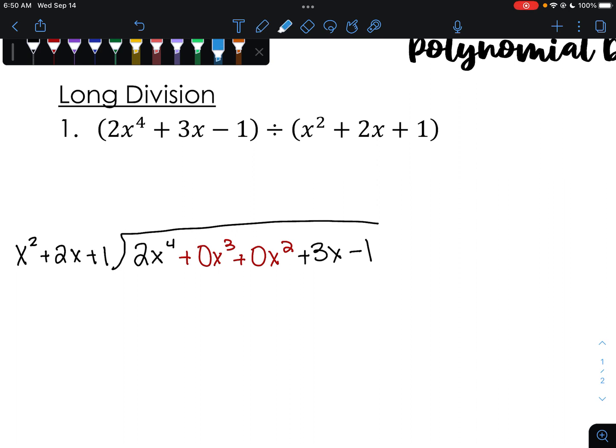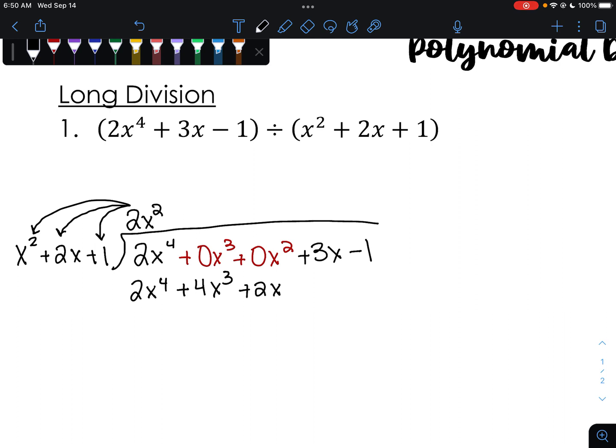So what we ask ourselves is, what times x squared gives me 2x to the fourth? That would be a positive 2x squared. So now I'm going to take this 2x squared and distribute it to that polynomial on the outside. So 2x squared times x squared is 2x to the fourth. 2x squared times 2x is a positive 4x to the third. 2x squared times 1 is a positive 2x squared.